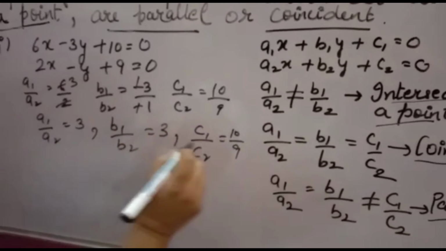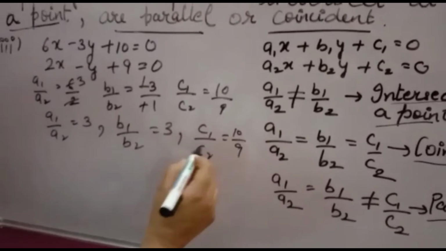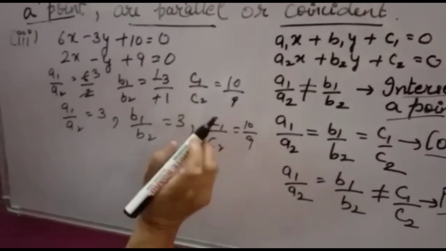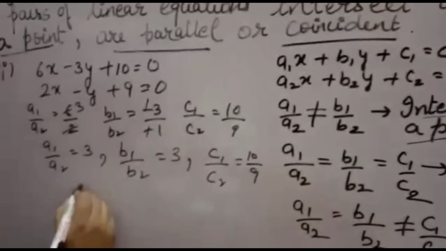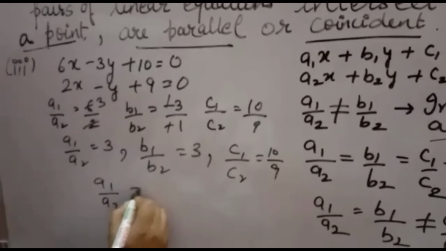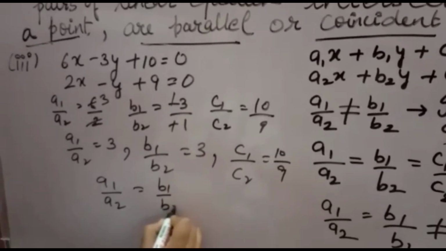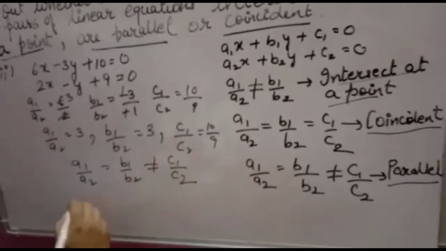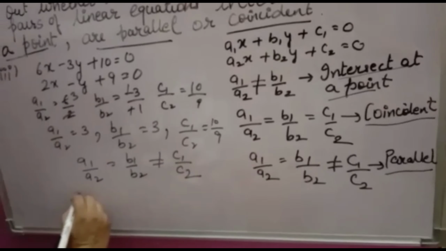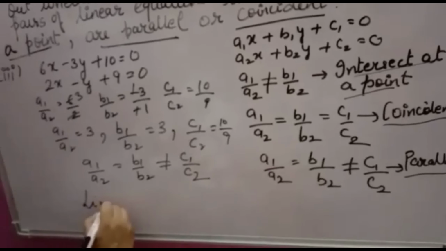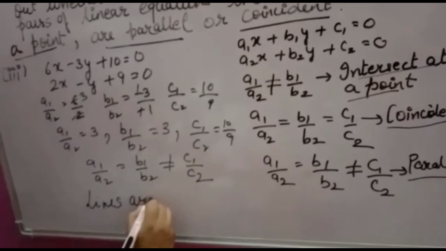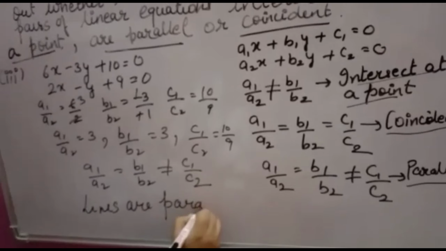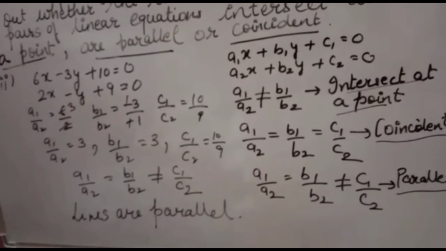Because they were equal, therefore we have to calculate c1 over c2. If they are not equal, then no need to calculate c1 over c2. Now you see clearly that a1 over a2 is equal to b1 over b2 but not equal to c1 over c2. Not equal, that means third case. So the lines are parallel.